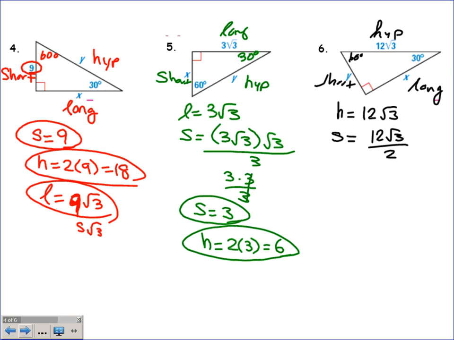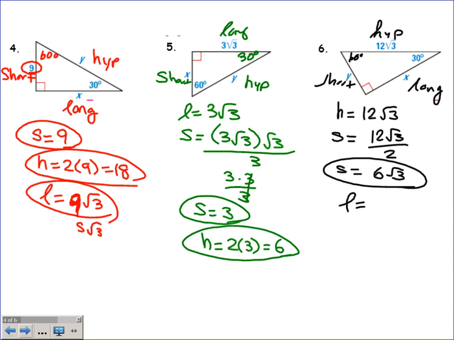Can I simplify that anyway? What's 12 divided by 2? 6. This is 6 square root of 3. This is the short leg. What's the formula on the front? Divide by 2, right? Okay. Yep.